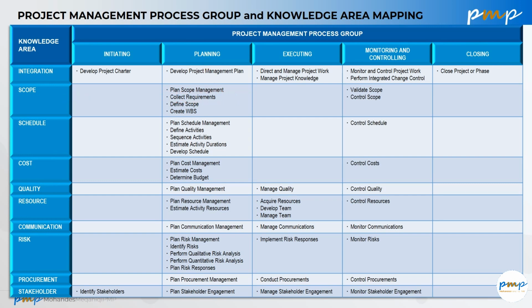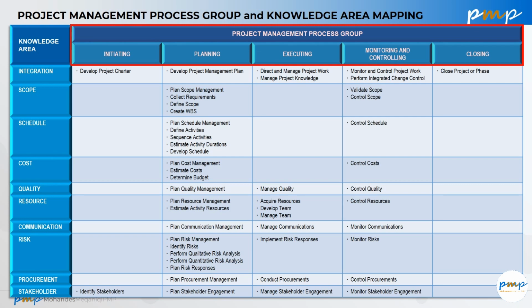Please note that the PMP exam does not specifically ask about a process in this chart because the questions in the exam are mostly situational or scenario-based. A scenario-based exam is mostly about situations within the process group, knowledge area, and/or project management processes. So let's start with the 5 process groups. The 5 process groups are initiating, planning, executing, monitoring and controlling, and closing.